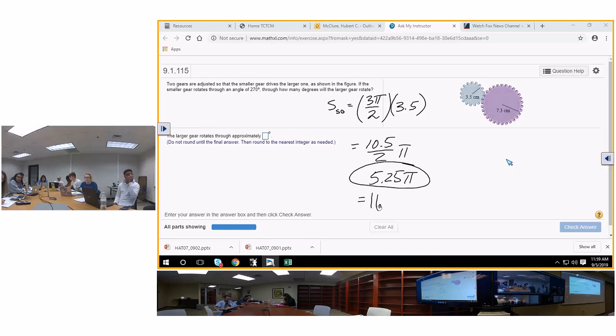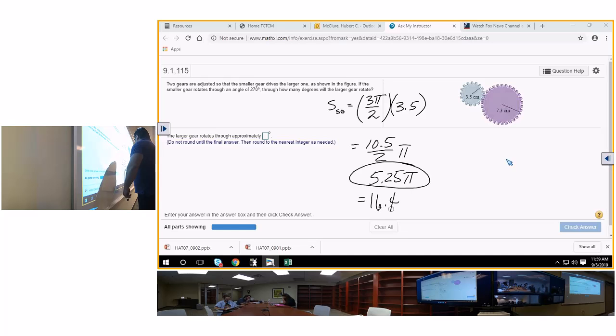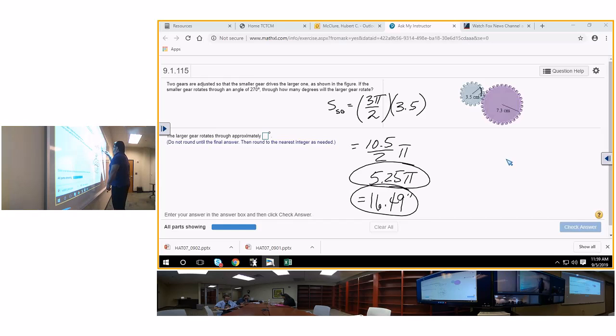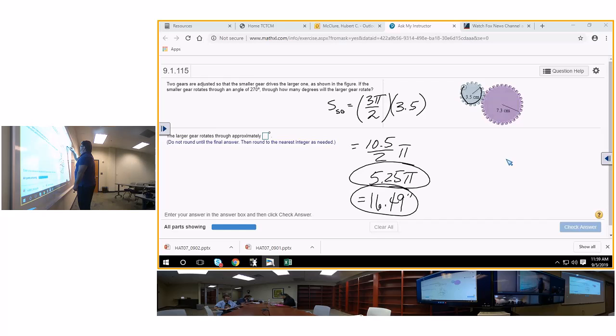16 point what? 493. 493 or 49... 16.49 inches. So this gear travels 16.49 inches. So if that one travels 16.49 inches, what does this one travel? 16.49 inches.